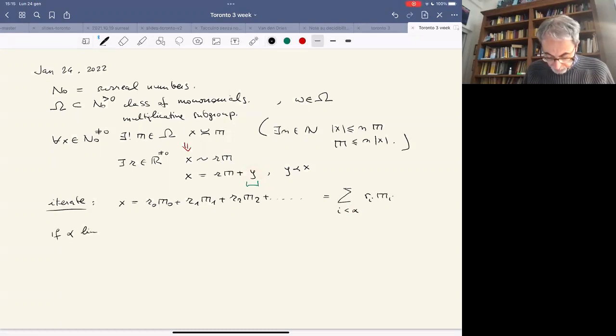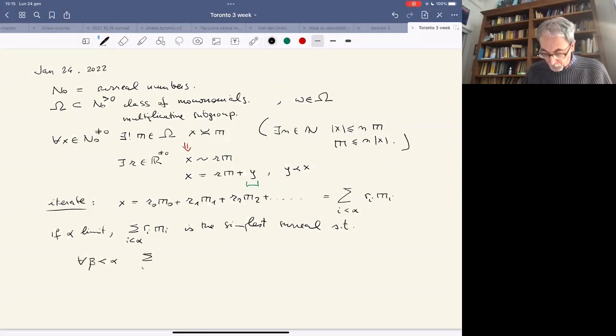If alpha is limit, the summation of Ri Mi is the simplest surreal Z such that for every ordinal beta strictly less than alpha, if you truncate the sum at level beta, the difference is comparable to M beta. So it's another way of saying what Vincenzo already explained. These infinite sums are defined by induction on alpha.